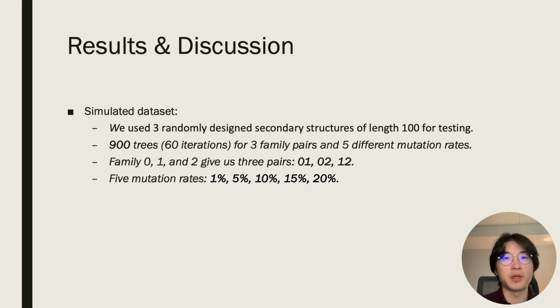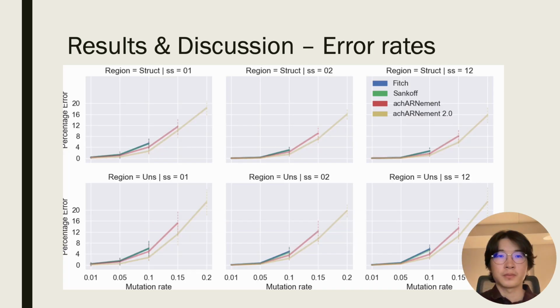Let's talk about experiments. For the simulated data, we use 3 randomly designed secondary structures of length 100 for testing. 900 trees are generated for 5 mutation rates from 1% to 20%. And here is the average error percentage of all optimal sequences in a tree. Each column here represents a pair of secondary structures. The first row is for positions in structured regions, and the second row is for unstructured regions. The y-axis is the percentage error, while the x-axis indicates the mutation rate.